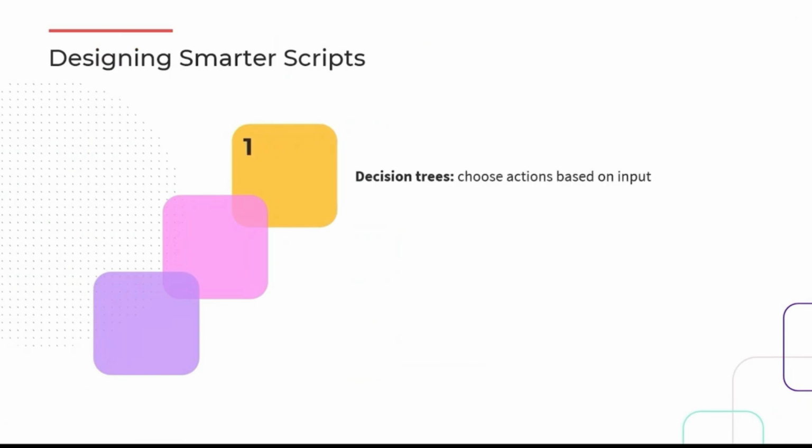You build decision trees. So, if the input is start, the script runs a service. If it's stop, it performs another action. And if the input is invalid, it shows a helpful menu. Your script can also support multiple outcomes by adapting its behavior based on the environment, such as checking disk space, available memory, or network status before proceeding.